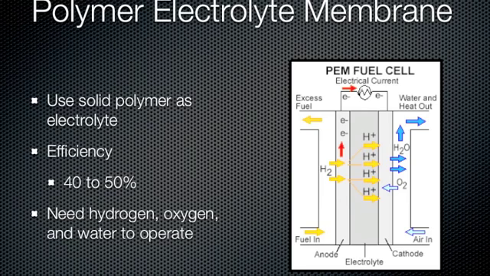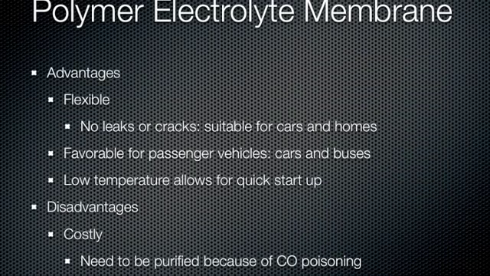The fourth fuel cell is the polymer electrolyte membrane. It uses a solid polymer as an electrolyte. Its efficiency ranges from 40 to 50%, and it needs hydrogen, oxygen, and water to operate.